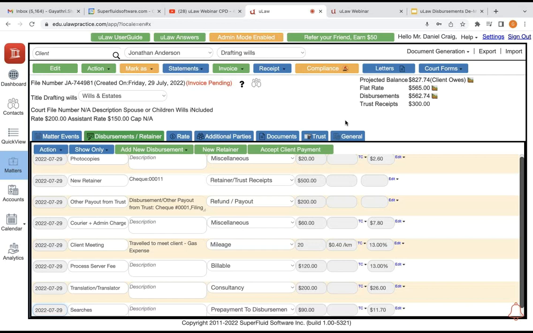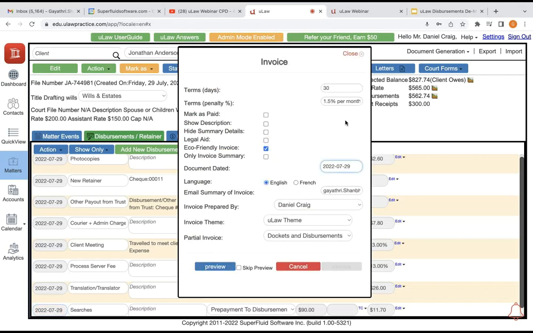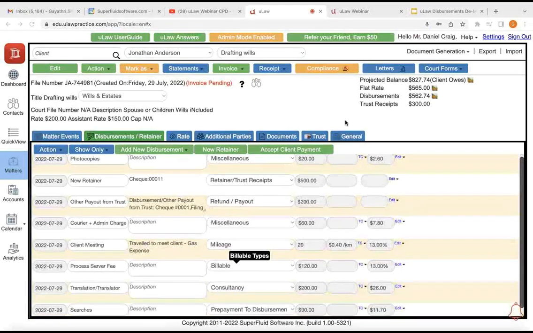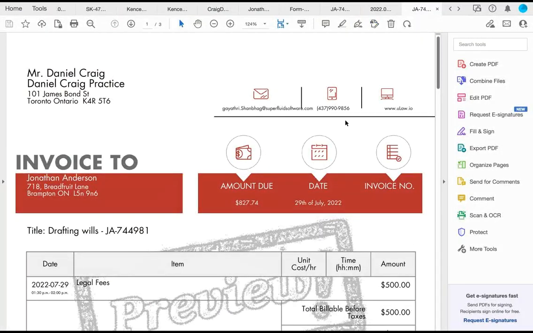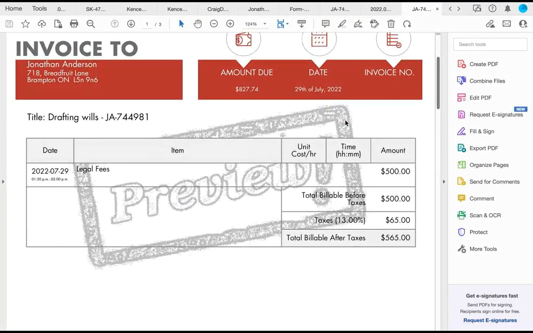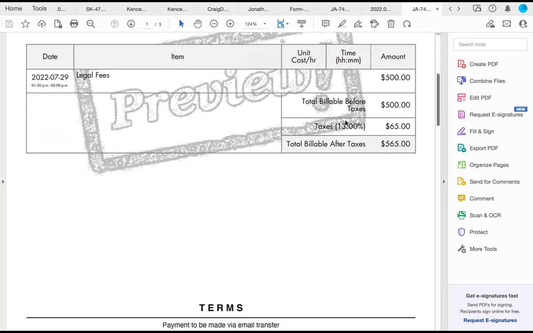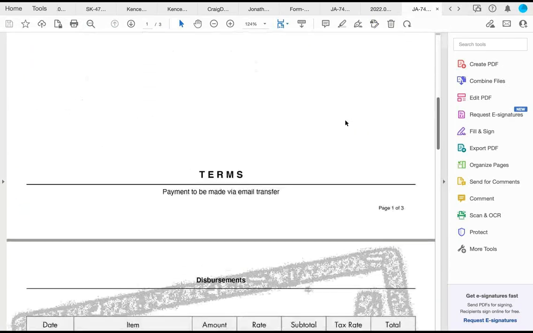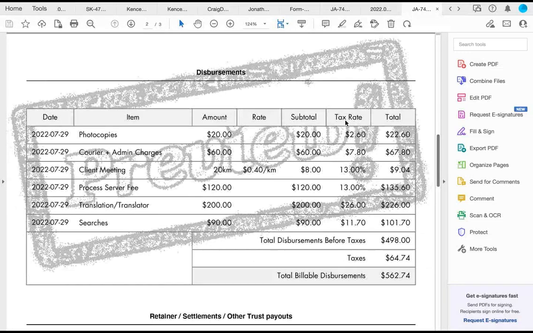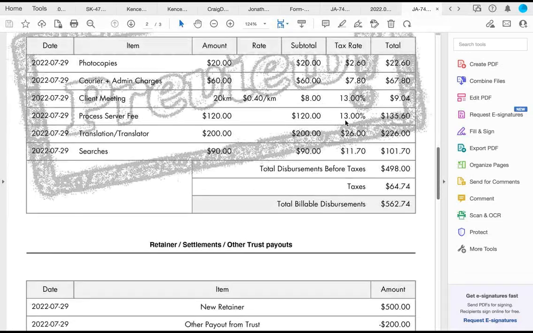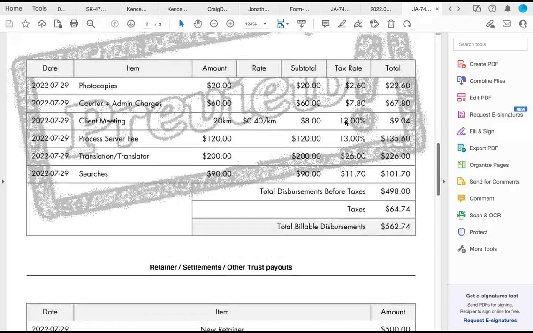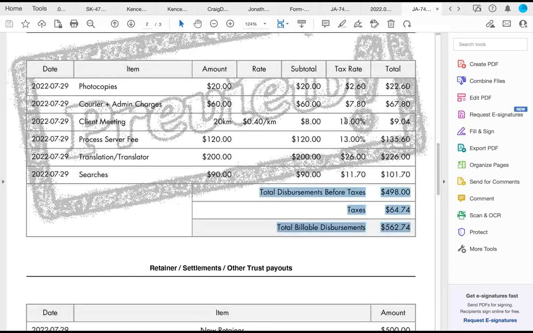I'm almost at the tail end of it, but I just want to complete it by saying, let's preview an invoice to see what has been billed here. I added some legal fees as flat rate. Initially, I told you there was a $500 plus taxes. And then there's a retainer here with the photocopies and other disbursement charges. That's nicely laid out.